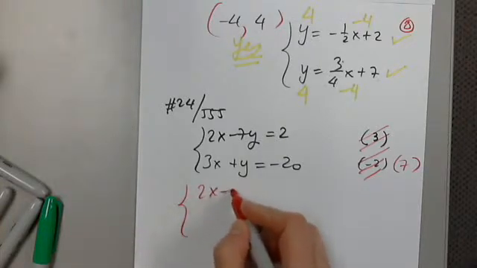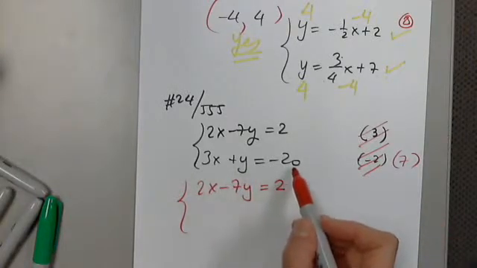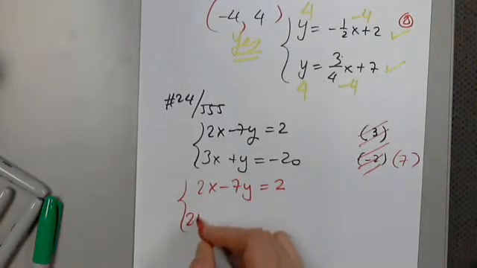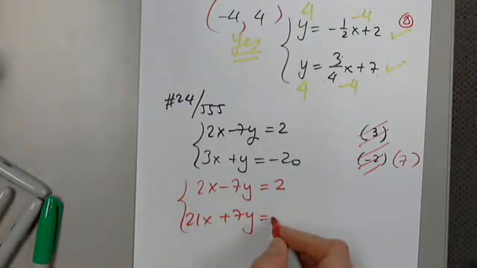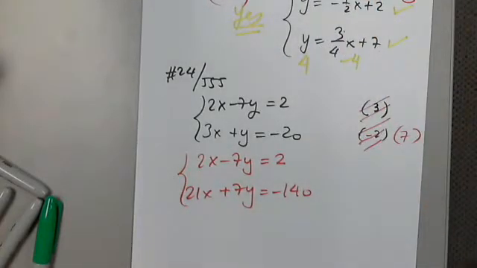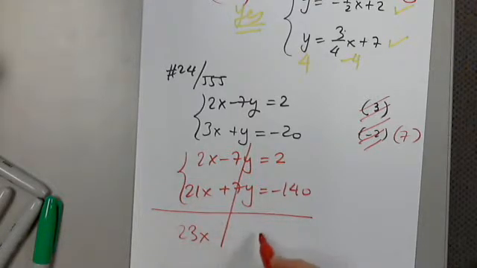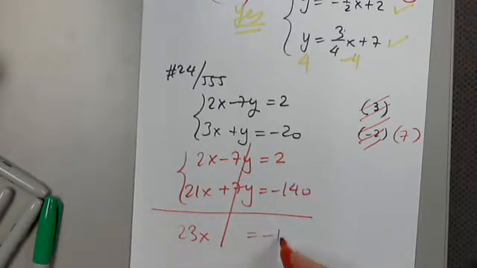So I will copy 2x minus 7y equals 2 and multiply each and every term, both sides, by 7. 21x plus 7y equals negative 140. The adding or the elimination is very clear now. When I add term by term, the terms with y will go away, and that was the target. Now I have to add 21 to 2, so I get 23x. And then here I get negative 138.